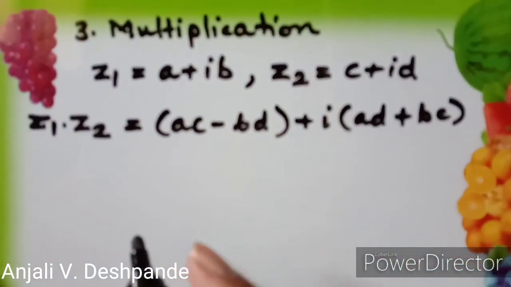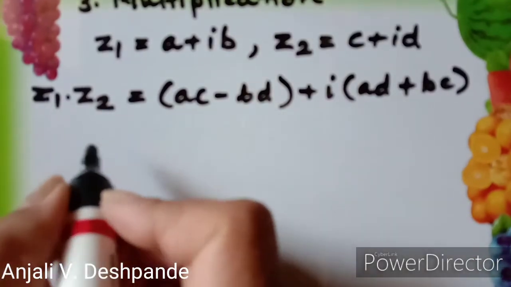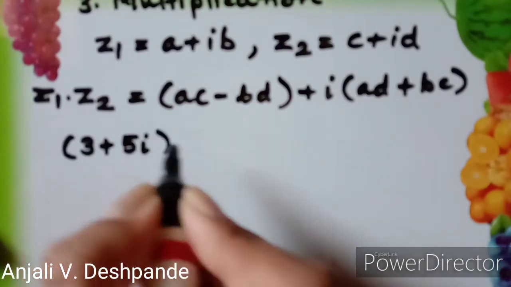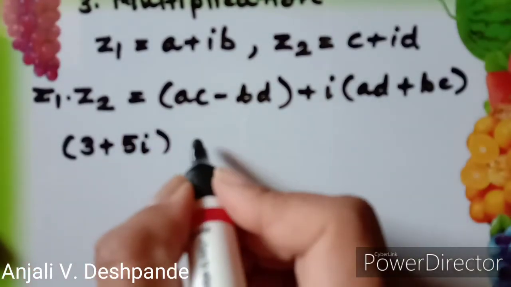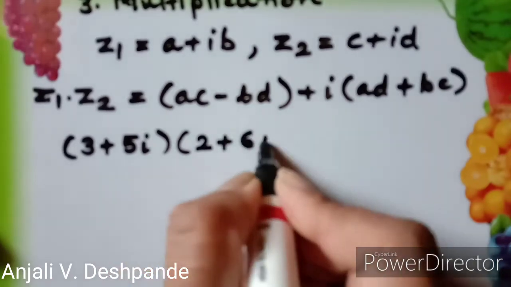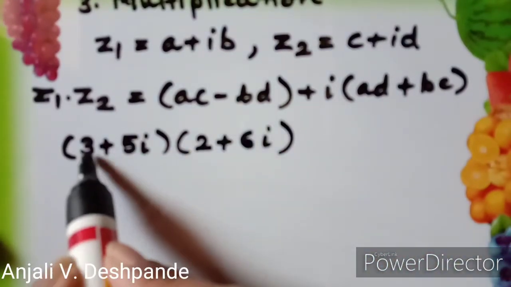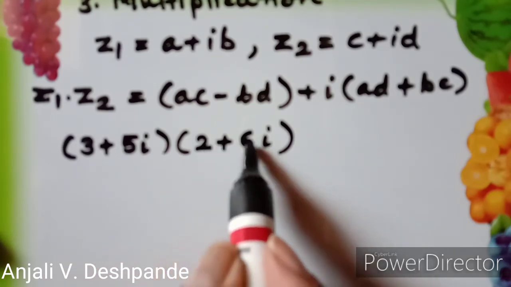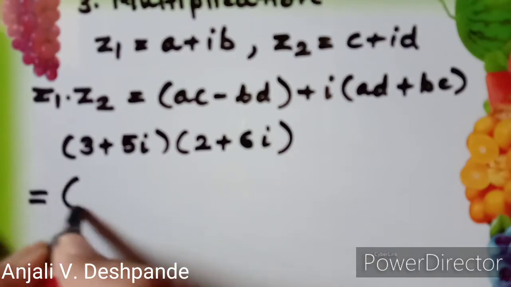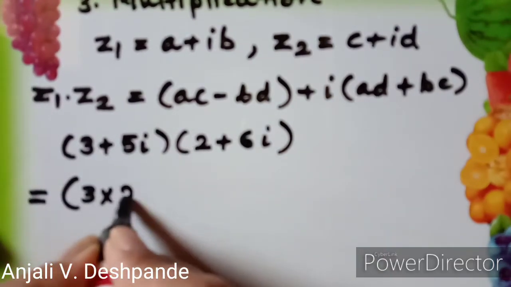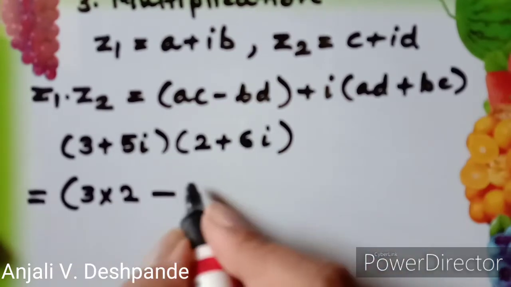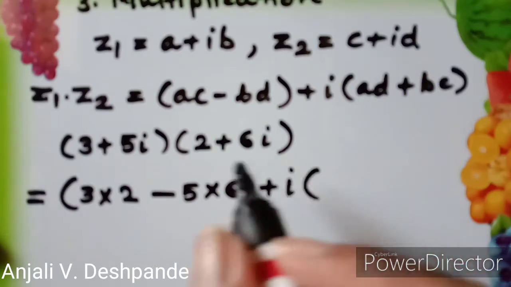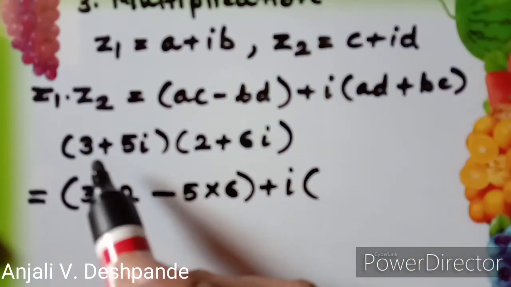Okay. So supposing, for example, we have two complex numbers, let us say 3 plus 5i multiplied by 2 plus 6i. So this is A, this is B, this is C and this is D. So this is equal to AC, 3 into 2, minus BD, 5 into 6, plus i times now AD.